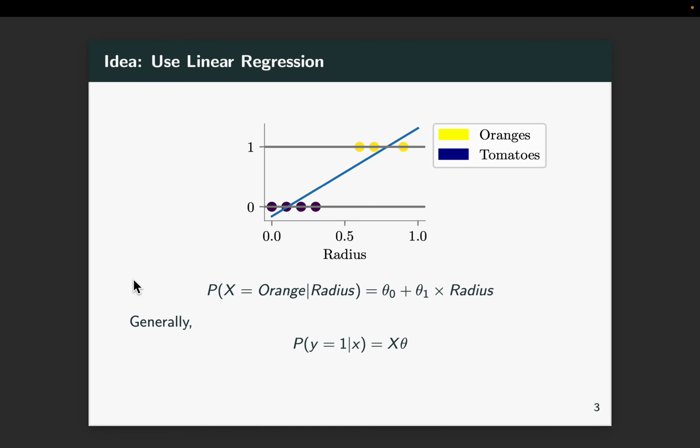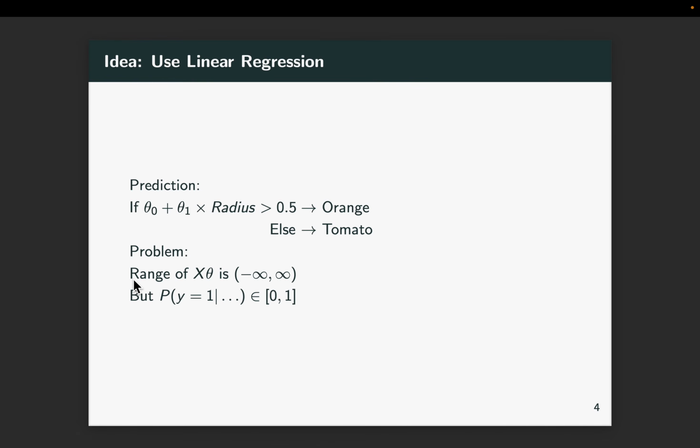But what is the challenge here? Why can't we use this directly? Because probabilities are restricted between 0 and 1, right? And the x theta would generally be in the range minus infinity to infinity. That's one issue. And this is what I was saying the prediction could be. Let's say theta naught plus theta 1 into radius greater than 0.5, then you say it's orange, otherwise it's a tomato, because you're saying that that's a probability we're dealing with.